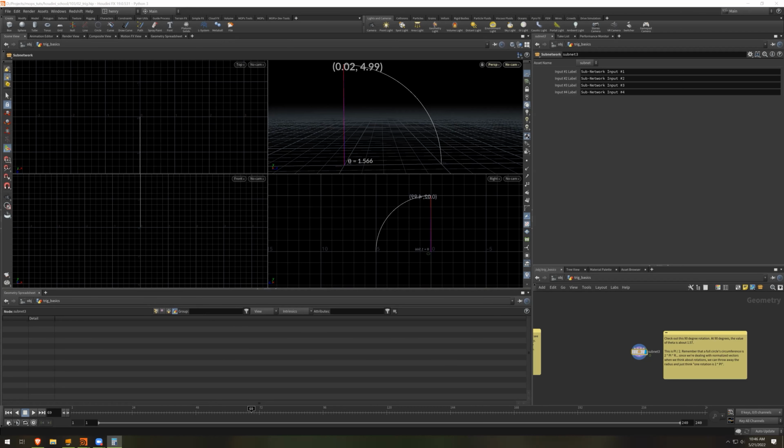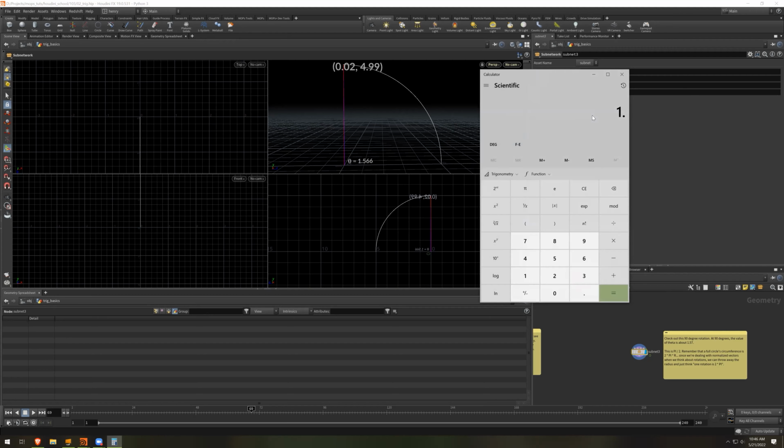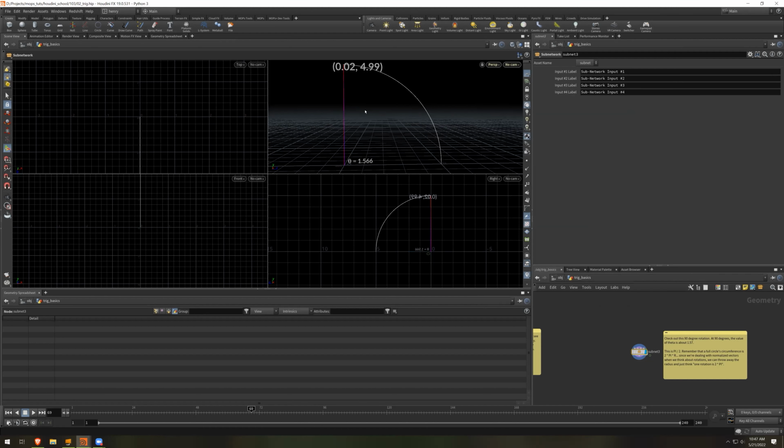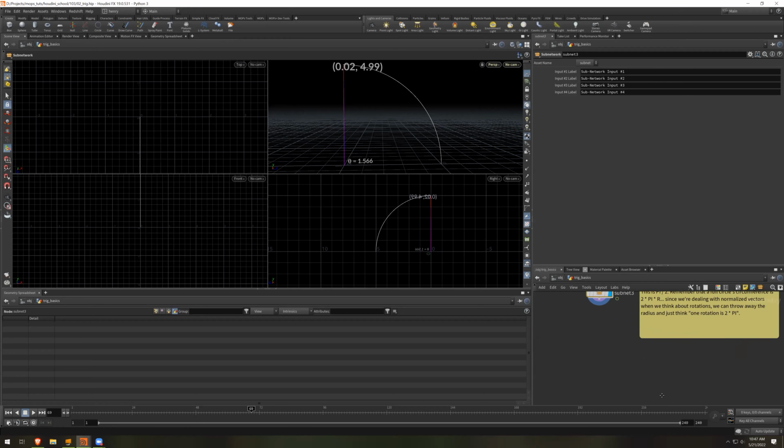Let's say 1.567 times 2, and this is rough because this is not mathematically perfect. This number may look familiar to you. This is pi. So what we're dealing with here is a 90-degree rotation. And if you remember from basic geometry, the circumference of a circle is 2 times pi times the radius, but we're dealing with unit circles here, so we can forget about the radius. We are dealing with 2 times pi as forming a complete circle.